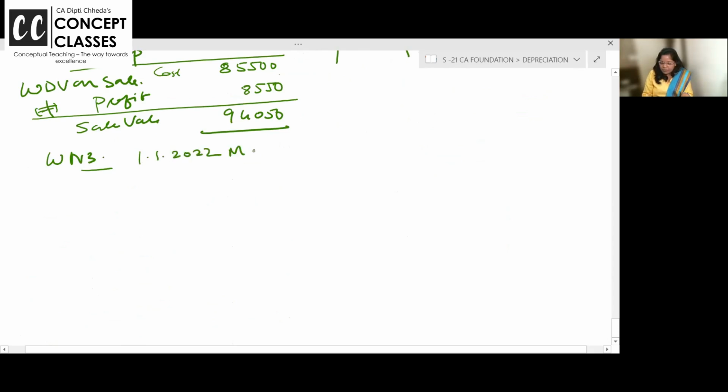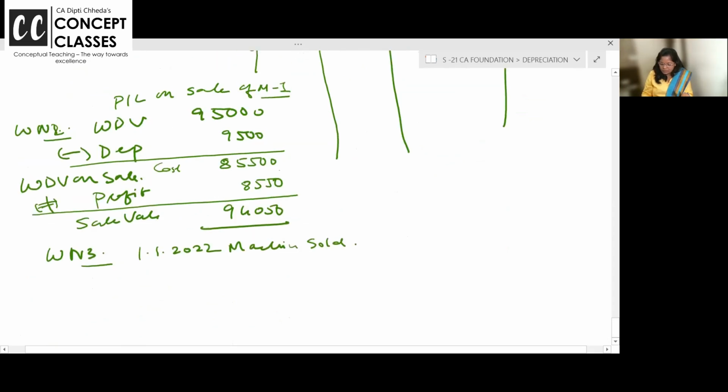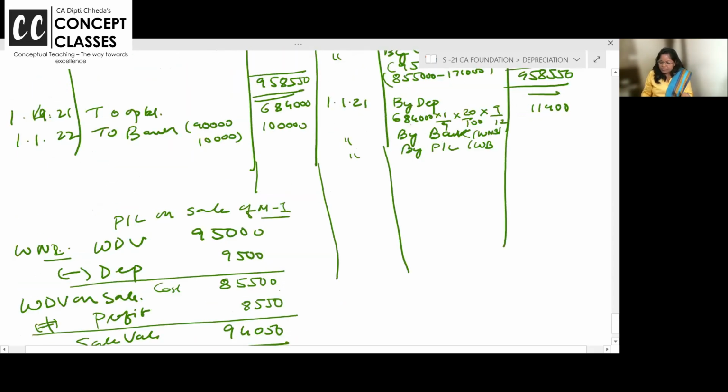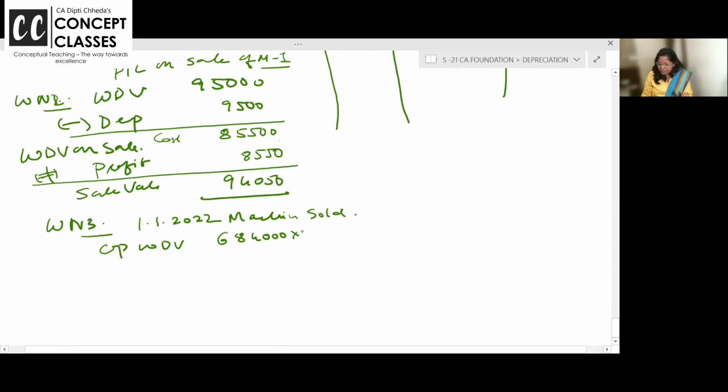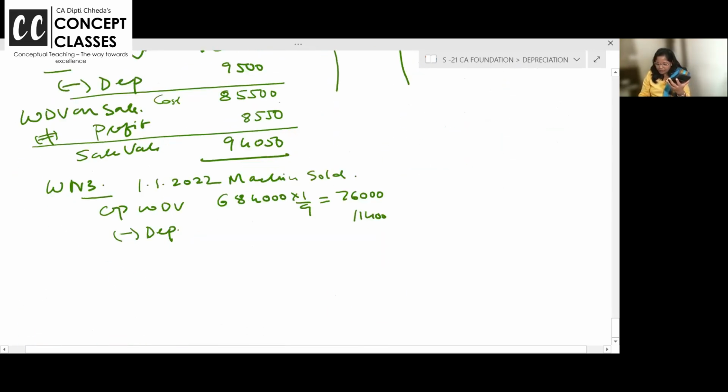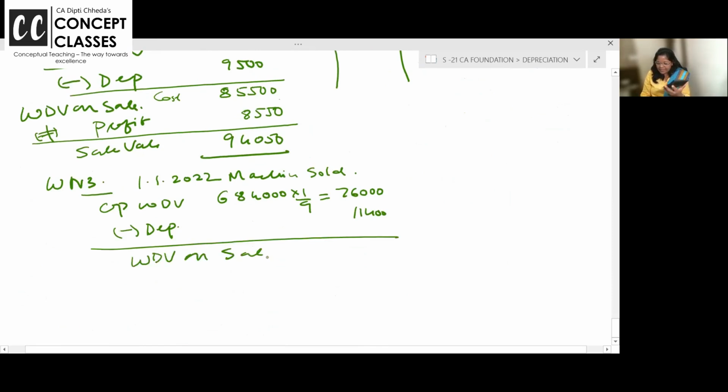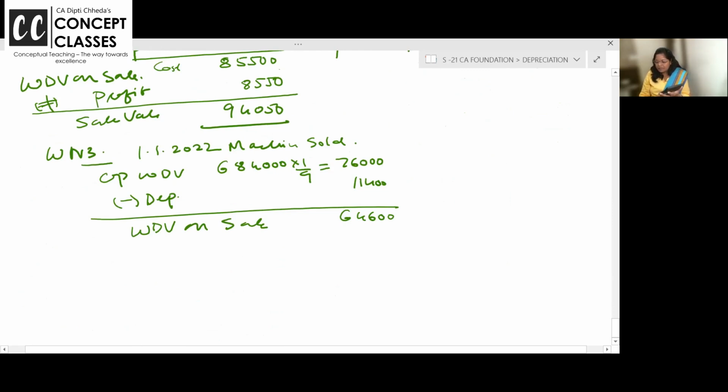1st January 22, machine sold. What was the opening WDV of this machine which is sold? 6,84,000 into 1 by 9. 684 is for 9 machines. So 1 by 9, 76,000. And what's the depreciation till date? Just now you have charged 11,400. So what is the WDV on the date of sale? 64,600. And add the profit and you get the sale value.